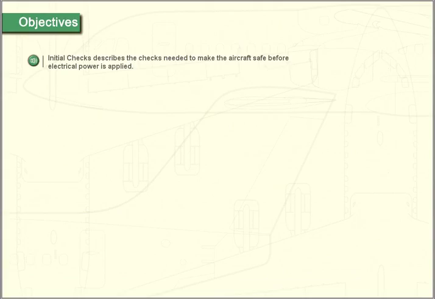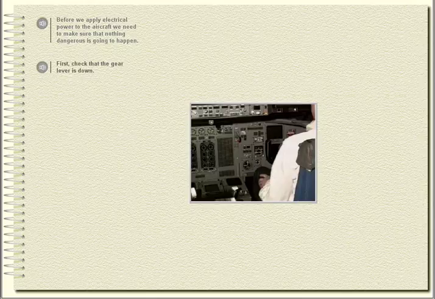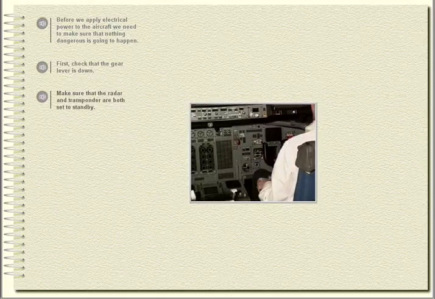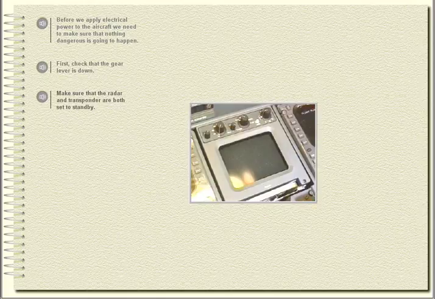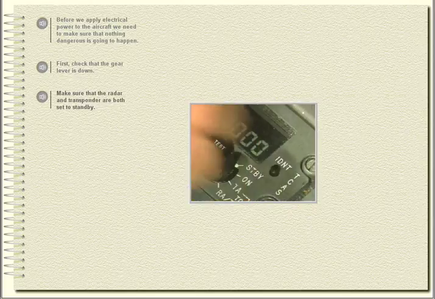Initial checks describes the checks needed to make the aircraft safe before electrical power is applied. Before we apply electrical power to the aircraft, we need to make sure that nothing dangerous is going to happen. First, check that the gear lever is down. Make sure that the radar and transponder are both set to standby.